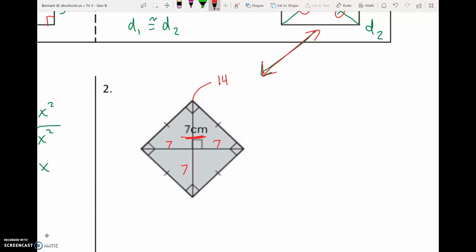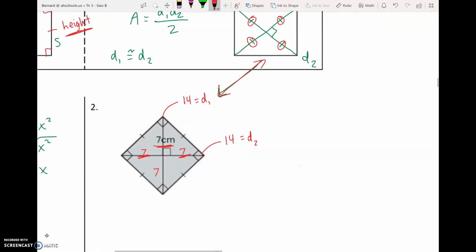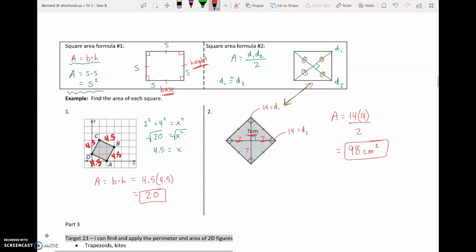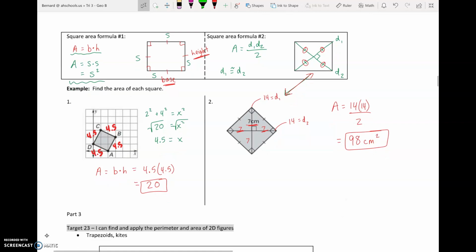So the whole diagonal is 14. And our side to side diagonal, again, part of it's 7, the other part of it's also 7. So the total there is 14. And so we can call the first one diagonal 1, the second one diagonal 2. Our area will be diagonal 1 times diagonal 2 divided by 2, which is 14 times 14 divided by 2. And when you type that into your calculator, you should be getting 98, and the units are centimeters, so centimeters squared. And that is using the diagonal formula for a square.